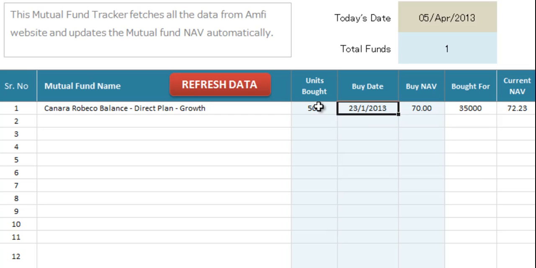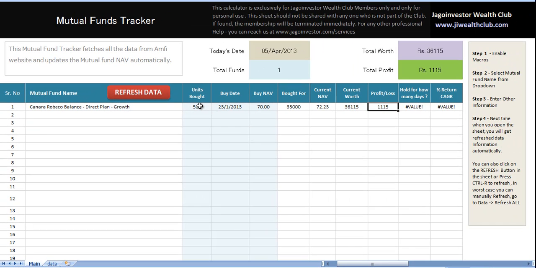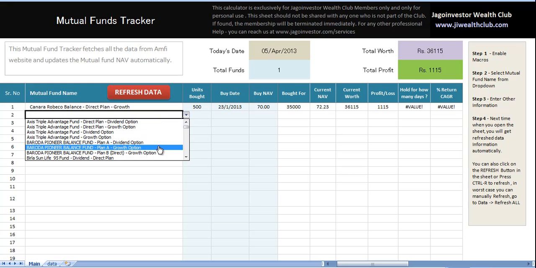And the moment you put all these three pieces of information, it will tell you the amount you bought it for, what the current worth is, what the profit and loss is at the moment, and for how long you have been holding it. So at the moment there is some error here, but the one which you will have will not have an error. And then you can also do it for other things.